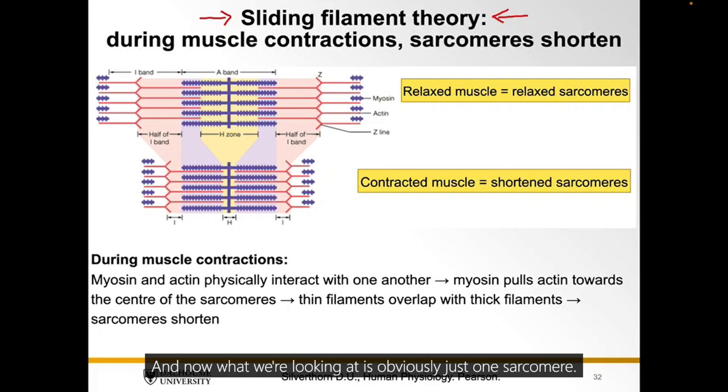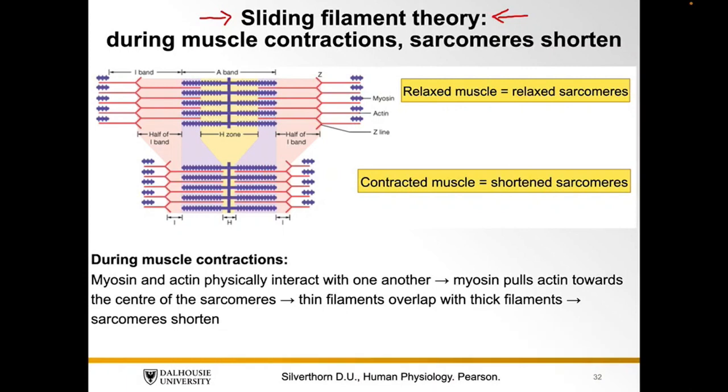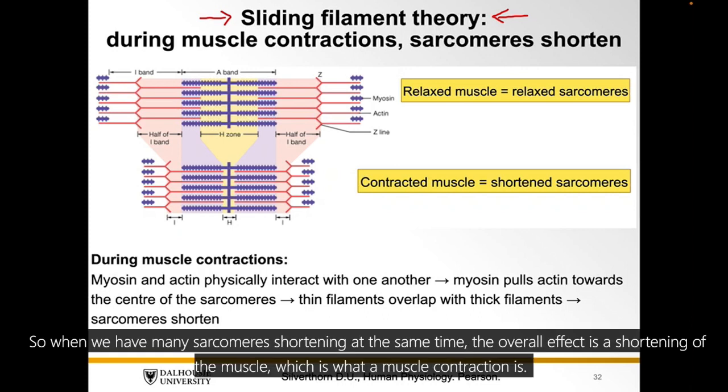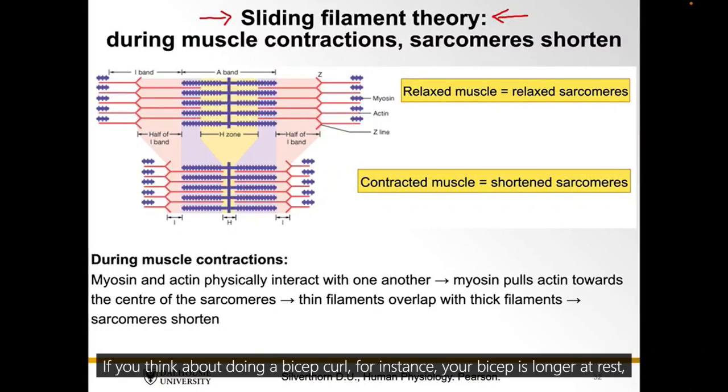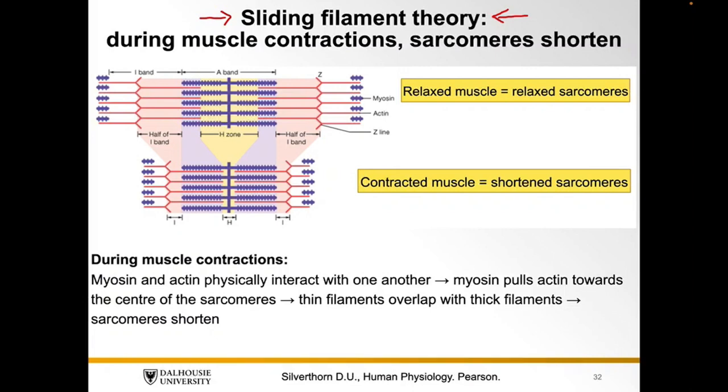And now what we're looking at is obviously just one sarcomere, but think that in the myofibril, in a skeletal muscle, there are hundreds and thousands of sarcomeres that are lined up one next to another. So when we have many sarcomeres shortening at the same time, the overall effect is a shortening of the muscle, which is what a muscle contraction is. If you think about doing a bicep curl, for instance, your bicep is longer at rest. And when you do the bicep curl and you contract, your bicep actually shortens. And that happens because of the action of these sarcomeres.